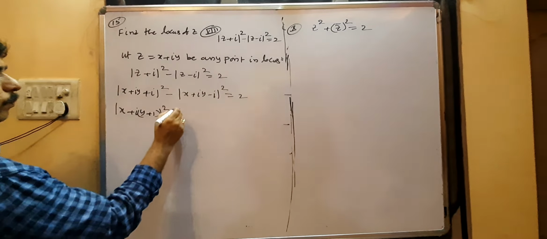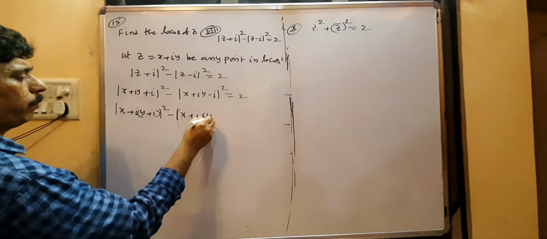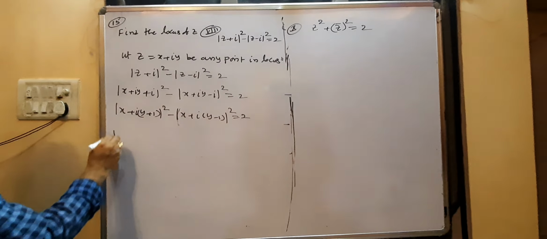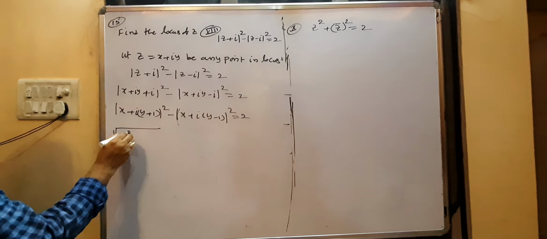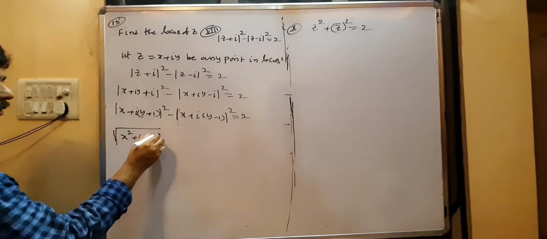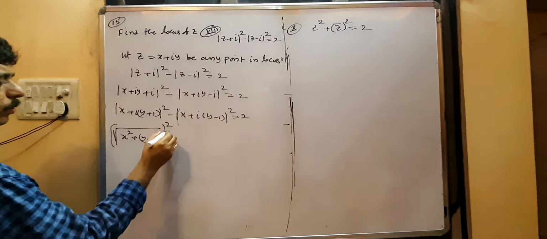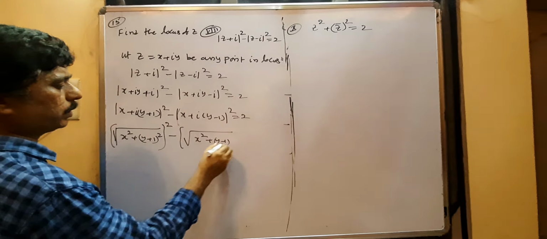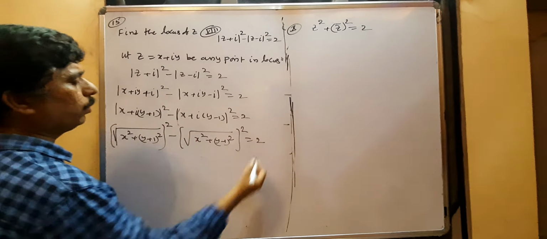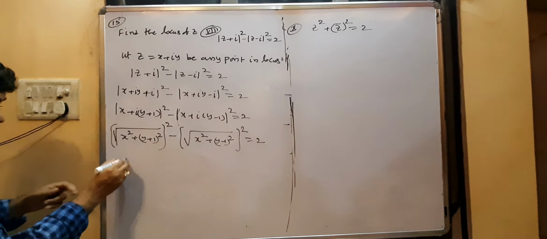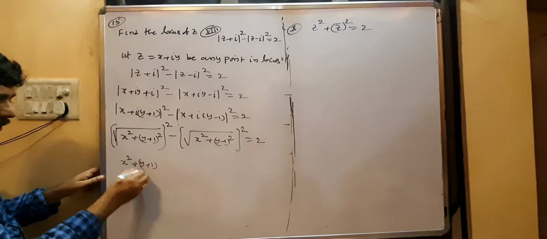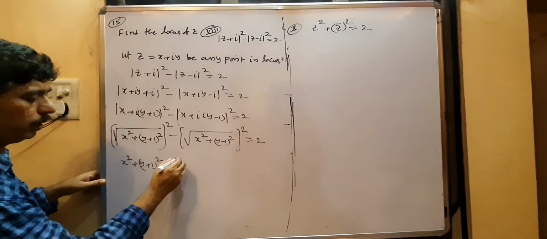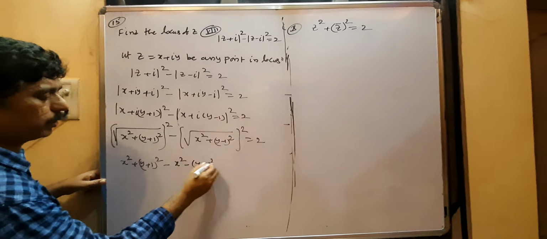minus mod of x plus i(y minus 1) whole square equal to 2. Mod of x plus iy means root of x square plus y square. So root of x square plus (y plus 1) whole square, whole squared, minus root of x square plus (y minus 1) whole square, whole squared, equal to 2. The root and square cancel, we get x square plus (y plus 1) whole square minus, applying the minus inside, x square minus (y minus 1) whole square equal to 2.